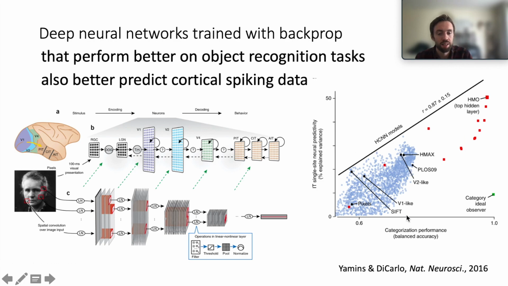Here on the x-axis, we can see the performance of the neural network on the object recognition task, and on the y-axis, we see how well it can predict the neural activity from this area IT of the monkey brain.